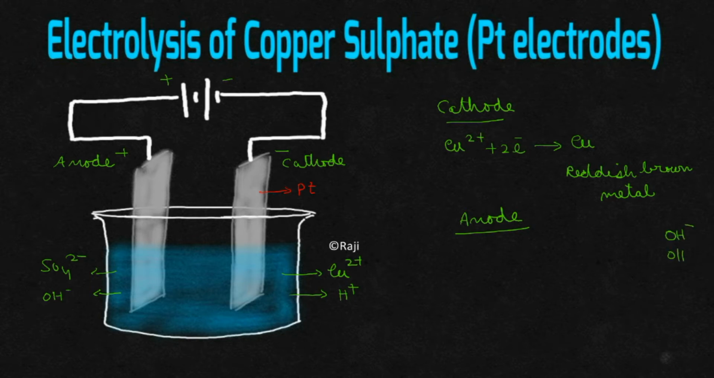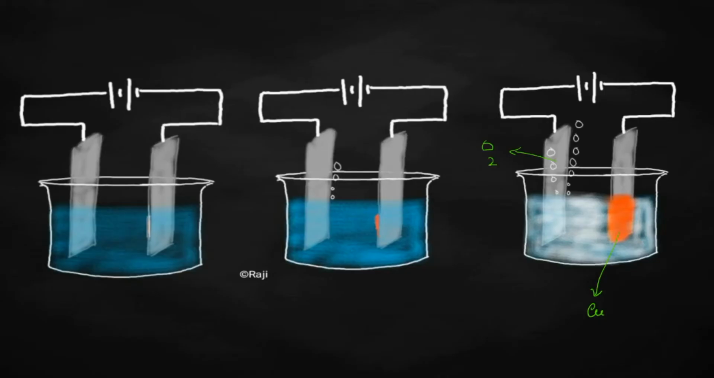Whenever OH- ion is discharged, how many will be discharged at a time? 4. 4 OH- ions will be converted into 2 molecules of water and 1 oxygen gas also. Write and see. 4 OH- ions will be moving towards the anode. They will give away 4 electrons to the anode and will be converted into 2 molecules of water and oxygen gas.